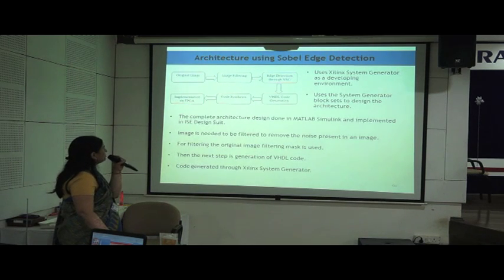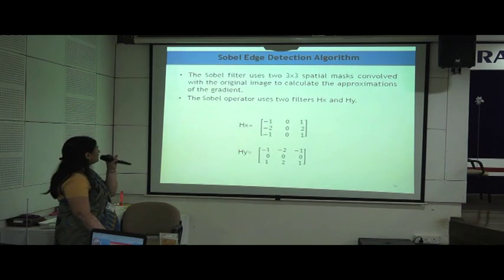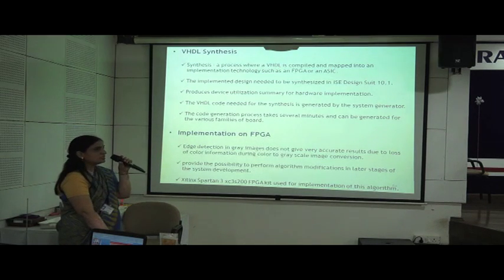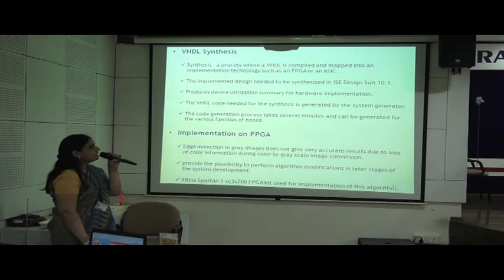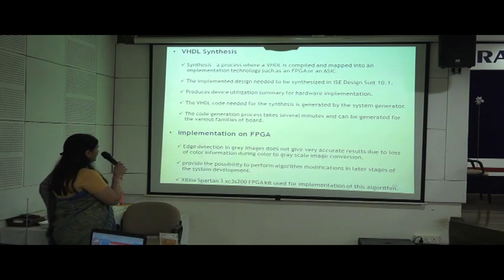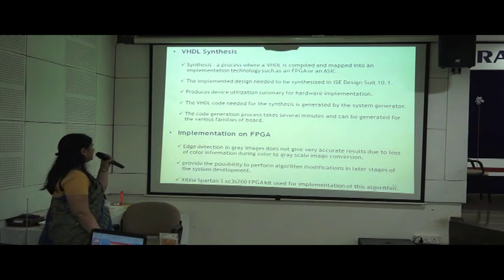An image is needed to be filtered to remove the noise present in it. For filtering the original image, filtering masks are used. And the next step is generation of the VHDL code through Xilinx System Generator. The Sobel filter uses two 3x3 spatial masks as given, convolved with the original image to calculate the approximations of the gradient. Then VHDL synthesis is a process where a VHDL is compiled and mapped into an implementation technology such as FPGA or ASIC. The implemented design is needed to be synthesized in ISE Design Suite 10.1.